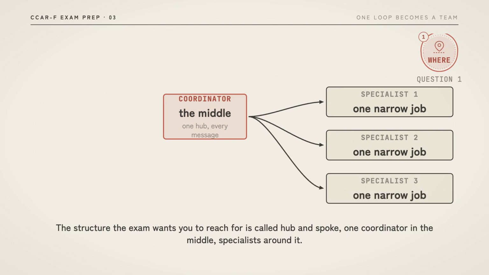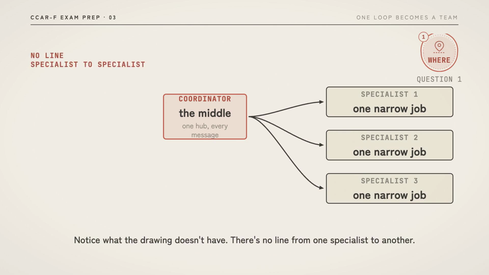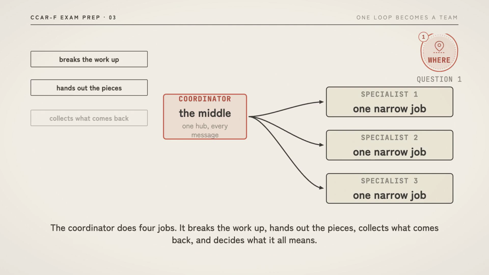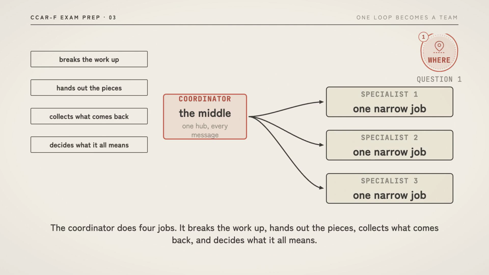The structure the exam wants you to reach for is called hub and spoke, one coordinator in the middle, specialists around it. Notice what the drawing doesn't have. There is no line from one specialist to another. The coordinator does four jobs. It breaks the work up, hands out the pieces, collects what comes back, and decides what it all means.